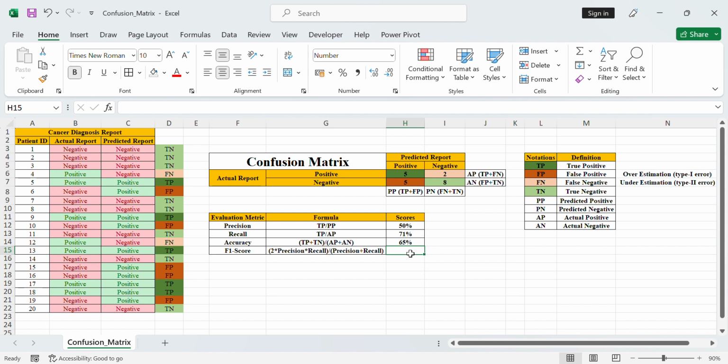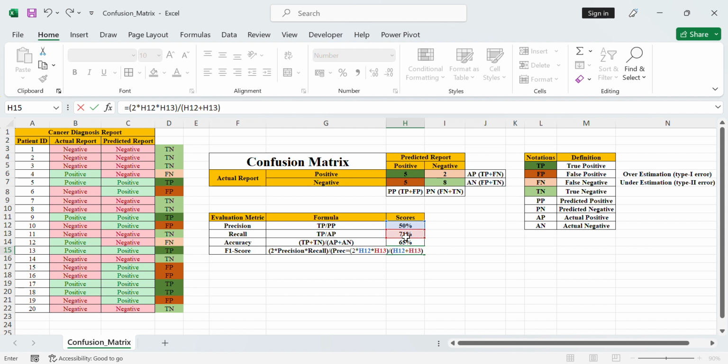And the F1 score, this is not exactly a combination, actually this is the harmonic mean of precision and recall. This is the direct formula: 2 multiplied by precision multiplied by recall, divided by precision plus recall. 0.59. So this is the 59% F1 score. Okay, all these are evaluation metrics.